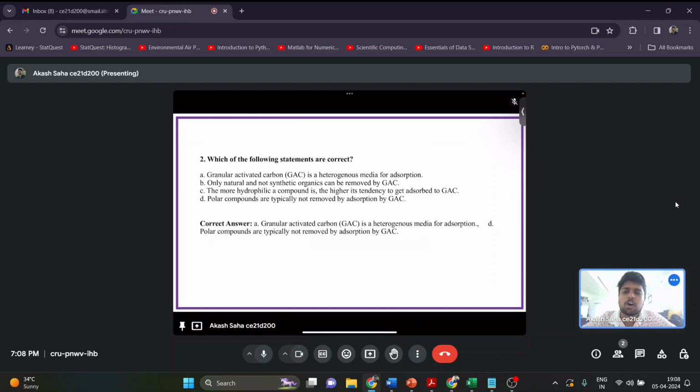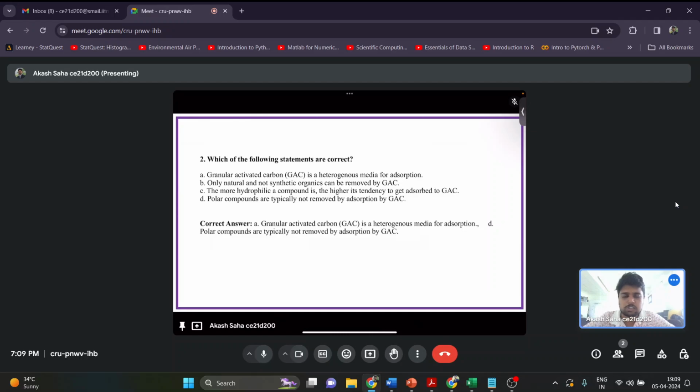Then option B says only natural and not synthetic organics. So it says that synthetic organics cannot be removed, which is false. Synthetic organics can also be removed. Then option C, the more hydrophilic a compound is, the higher the tendency to get absorbed. This is incorrect because if the compound is hydrophilic, then it would like to stay in the aqueous phase, or rather in the solution. It will not get absorbed onto the solids of GAC. The more hydrophobic a compound, the higher will be its tendency. So definitely option C is incorrect.